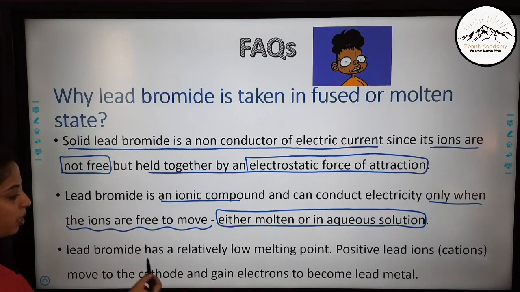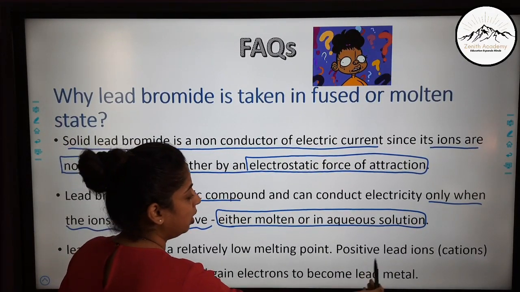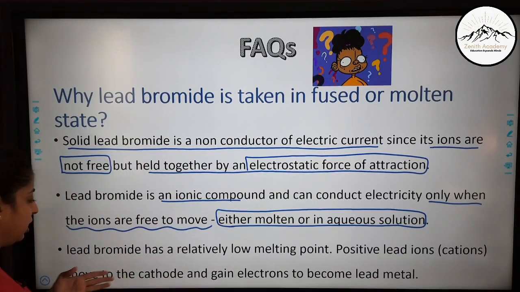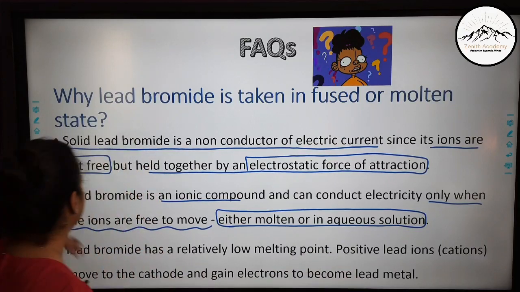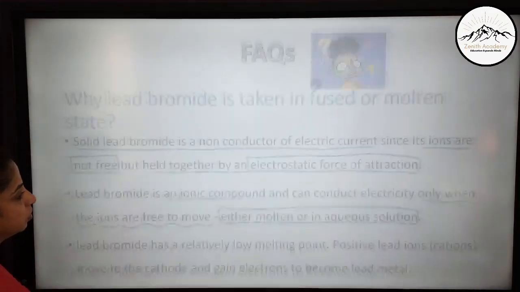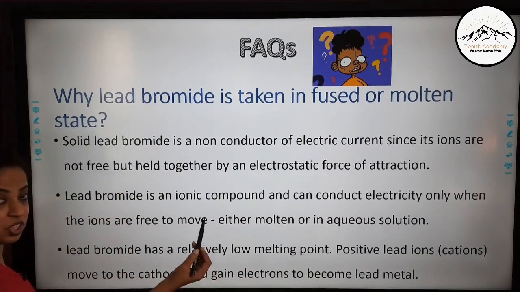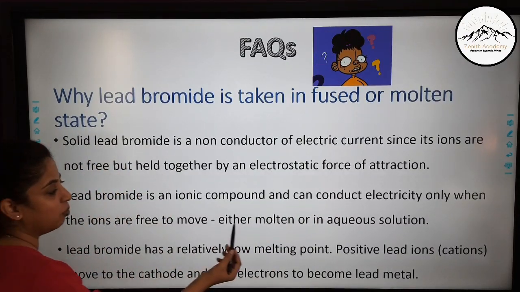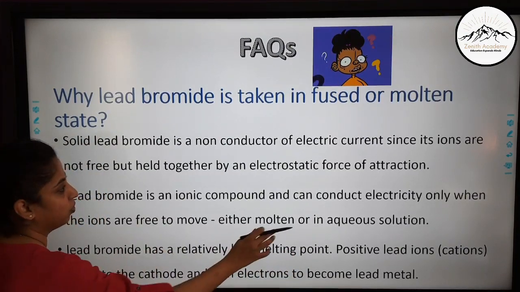Now, lead bromide has a relatively low melting point, we just now saw. And positive lead ions, that is cations, move towards the cathode and gain electrons to become lead metal. So you have to mention the electrostatic force of attraction in solid, and in molten or aqueous state you have to mention that the ions are free to move.